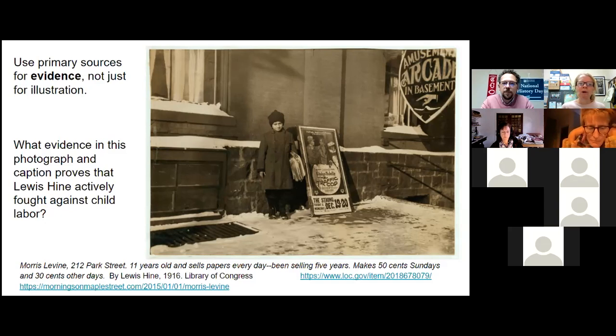But here's my question: what evidence in this photograph and the caption below proves that Lewis Hine actively fought against child labor? He wasn't just going around taking pictures. What choices did the photographer make that show Hine was actively fighting against child labor?